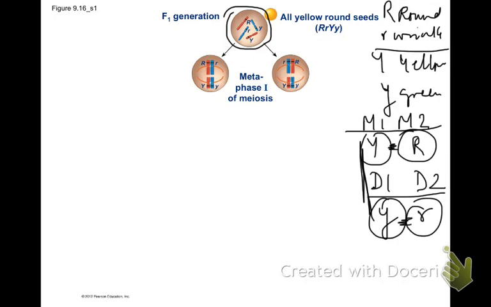All right. So during metaphase, the alignment can be any which way, meaning all mother's chromosomes on one side and all father's chromosomes on the other side, or it can be a shuffle: one of mother's, one of father's, one of mother's, one of father's. So this is the part he's talking about when he explains the law of independent assortment.